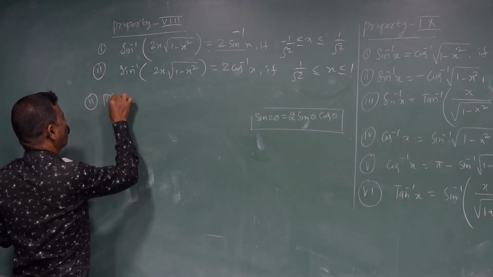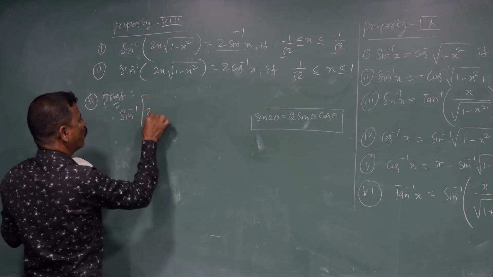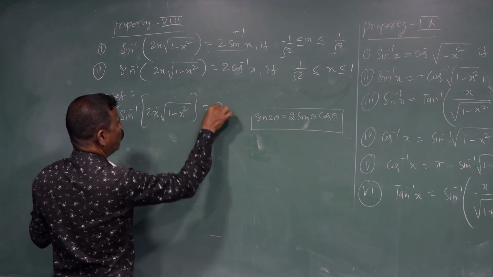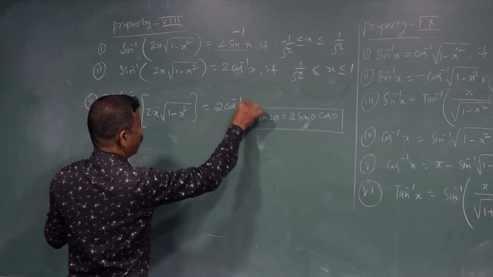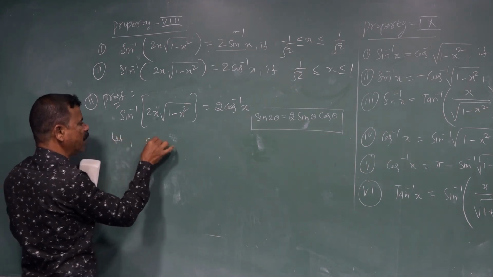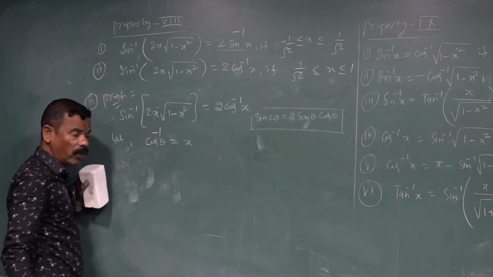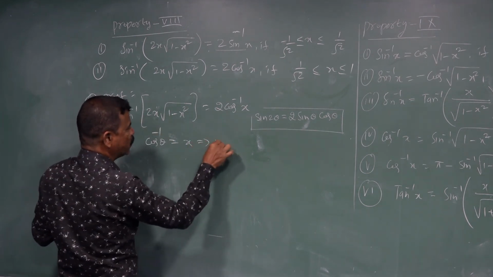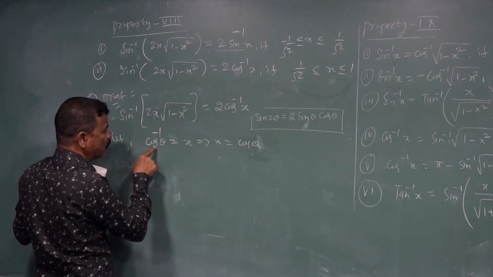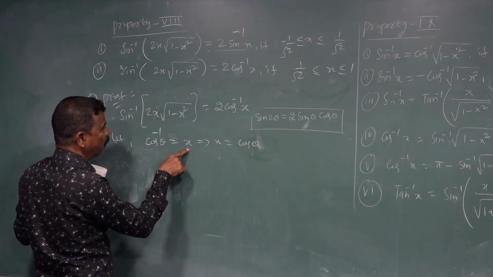proof. What is given? Sin inverse of 2x under root of 1 minus x square is equal to 2 cos inverse x. Let here cos inverse x is equal to theta. Then x is equal to cos theta. Before, let sin inverse theta is equal to x. Okay?